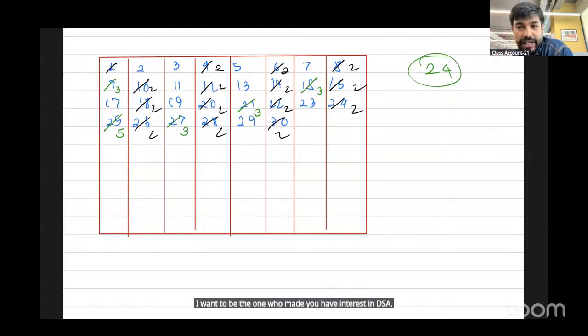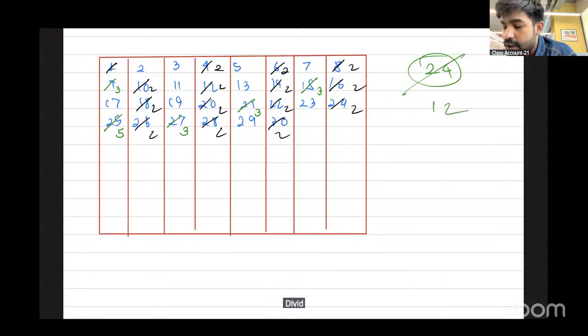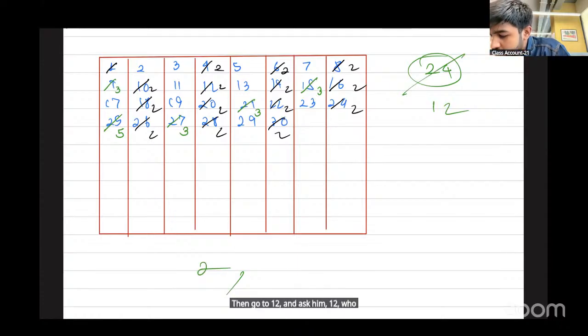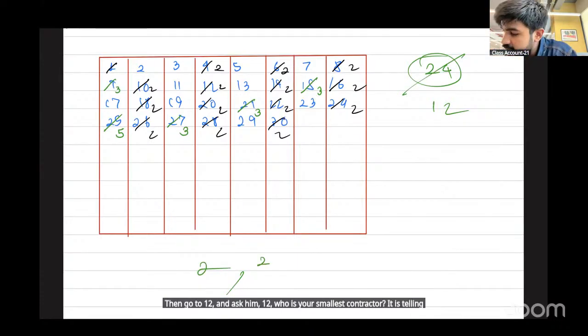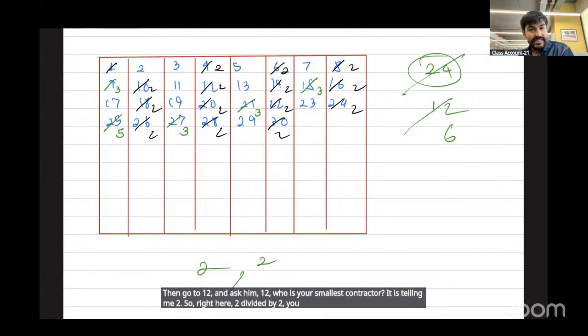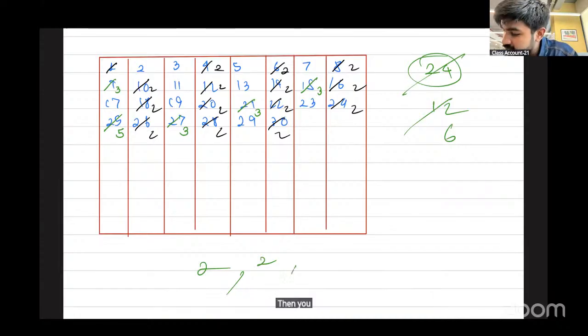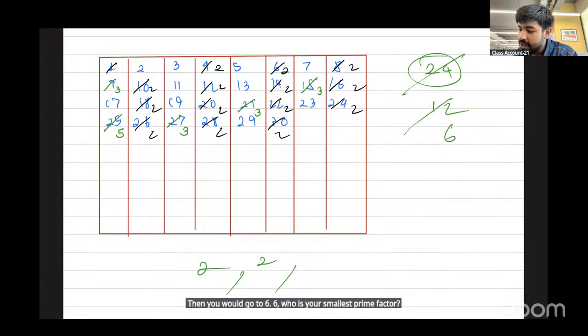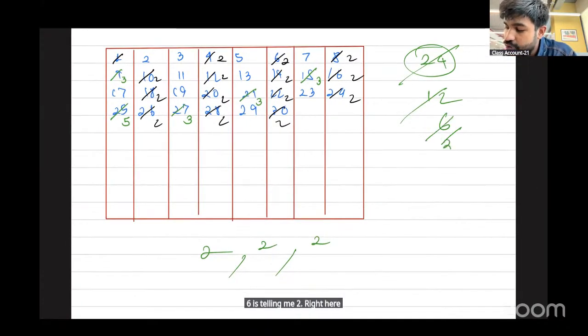See, if I give you 24, you would go to 24 and ask him, 24, what is the smallest prime factor of you? Divided by 2, you would get 12. So the very first value is 2. Then go to 12 and ask him, 12, who is your smallest prime factor? It is telling me 2. So right here, 2 divided by 2, you would get 6. Then you would go to 6. 6, who is the smallest prime factor? 6 is telling me 2. Right here, 2 divided by 2, you would get 3.